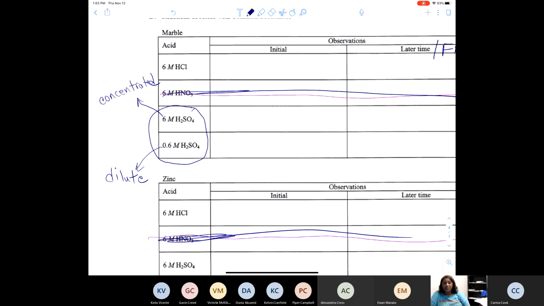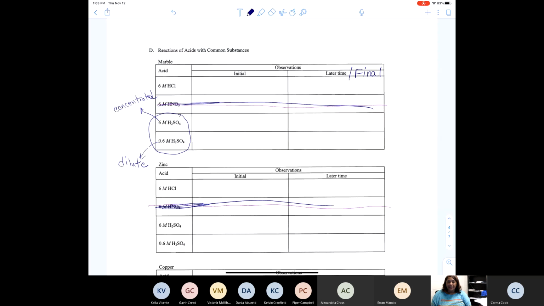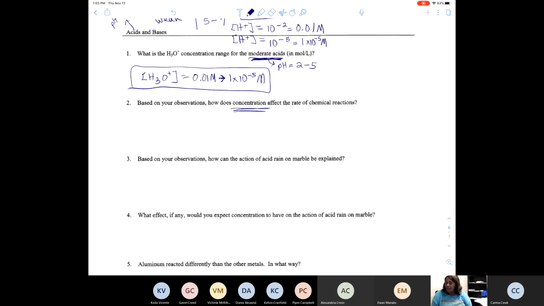So did you notice anything different about the reactions of each substance with the more concentrated sulfuric acid versus the dilute? That's what question 2 is asking you. Did you notice the reaction go faster or slower for the more concentrated? So how did the concentration affect the rate or how fast the reaction went? Did you see more bubbling and fizzing for each substance with the 6 molar H2SO4 than you did for the 0.6 molar H2SO4? That's what question 2 is asking you.